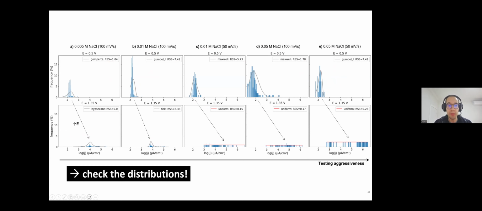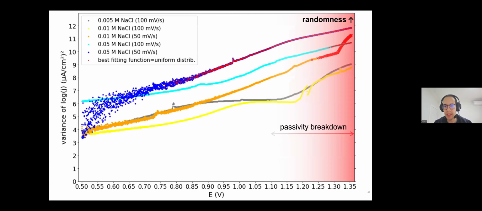So another tip for you: always check your distributions, because from a purely machine learning point of view, if you train an algorithm for prediction, it will always be based on the mean value, on the average, and will not, in principle, take into account the spread of the distribution. So when we plot the randomness as a function of applied overpotential for increasing levels of corrosiveness in the tests, we can see how this randomness amplifies. And this leads us to question, in fact, the actual definition of a passivity breakdown.